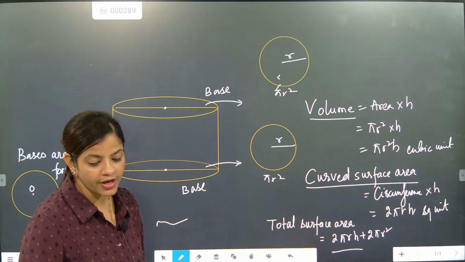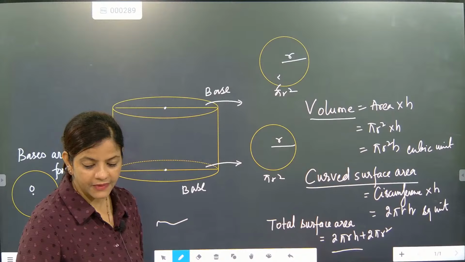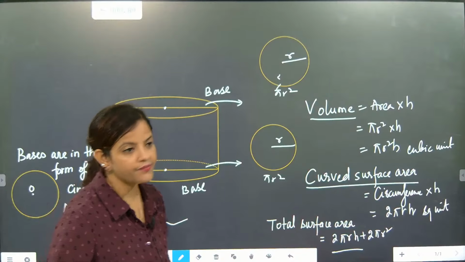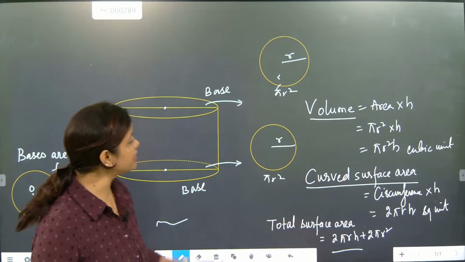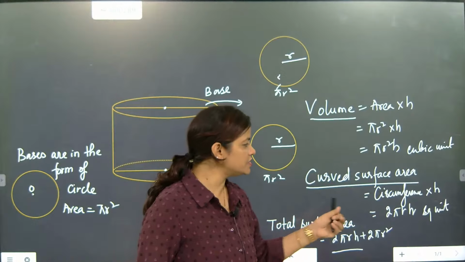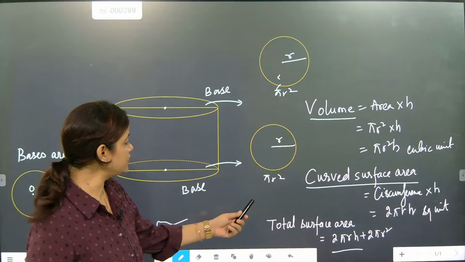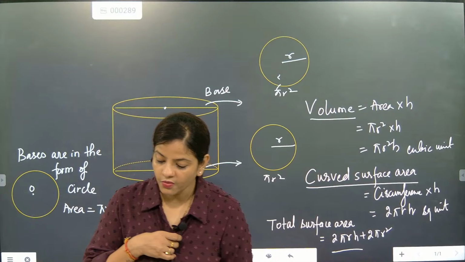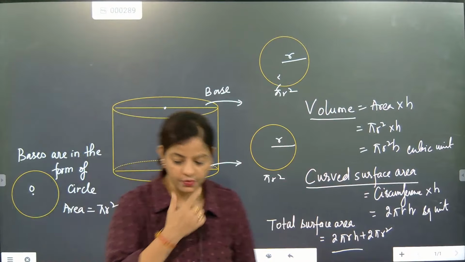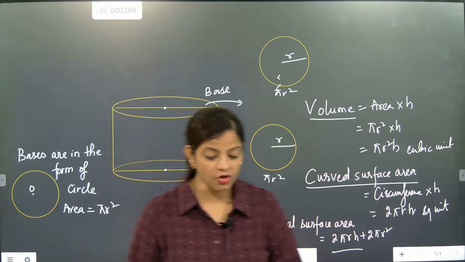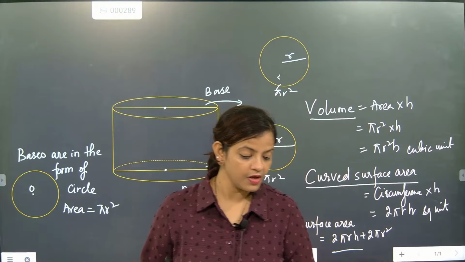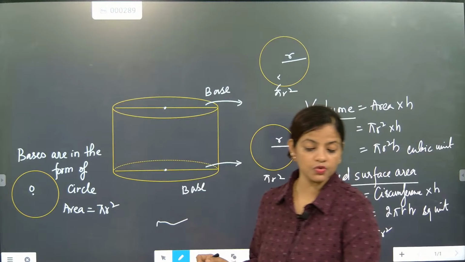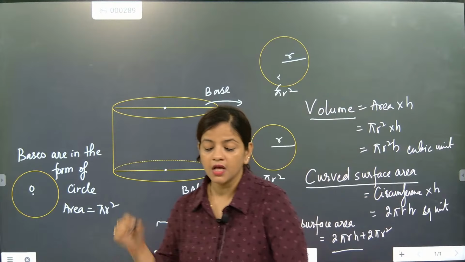Till here is it okay? So this is exactly about volume. This is about curved surface area and this is about total surface area. Understood? But beta, one more thing is missing here. That is the hollow cylinder. Hollow cylinder is also one of the most important topics you need to understand.